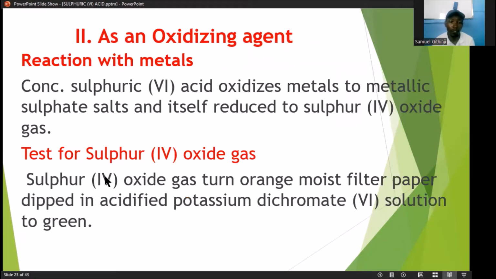Something you need to know: how do I test for sulfur 4 oxide? We use a moist filter paper, or just a moist paper that is dipped in potassium dichromate. Remember, that is orange, and it changes to green. Don't forget that is how you test the presence of sulfur 4 oxide. Use the dichromate paper, or rather you can use the dichromate solution.